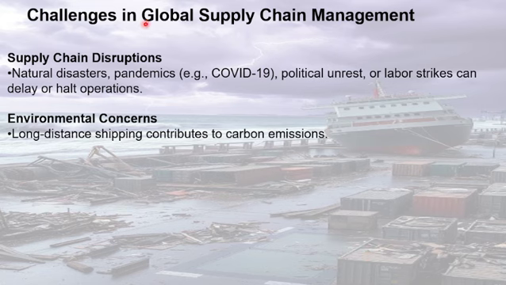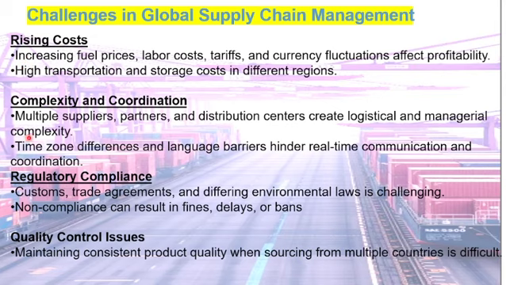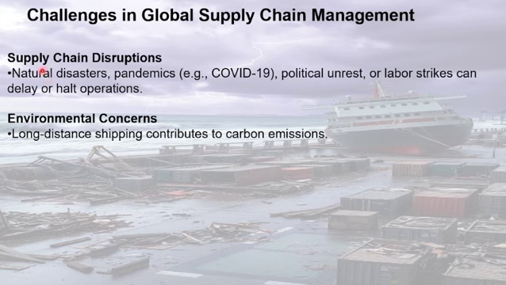Okay, challenges in global supply chain management. So this is the same, one, two, three, four. Fifth challenge is supply chain disruption. Natural disaster, I was talking about this. Natural disasters, pandemics, for example COVID-19, political unrest, or labor strikes can delay or halt operations. Okay? These may be some kind of disruption which create challenges in global supply chain management.